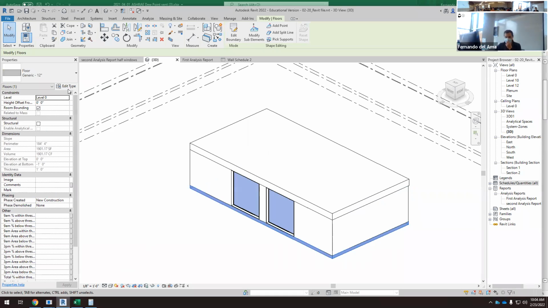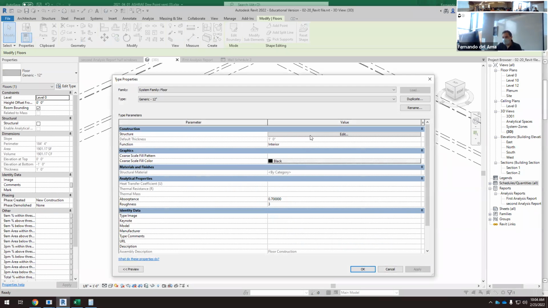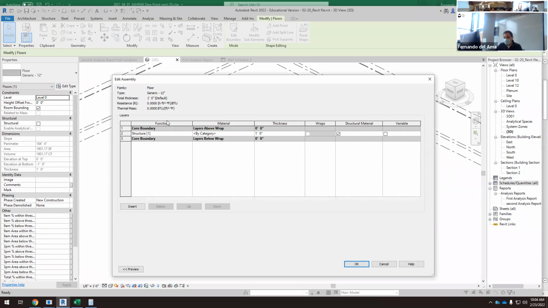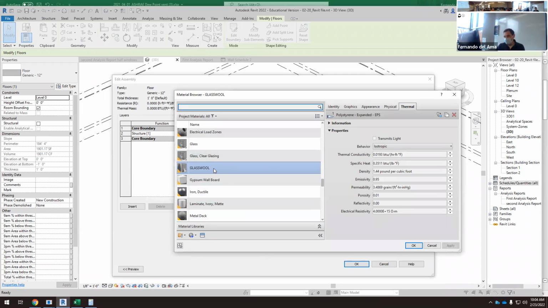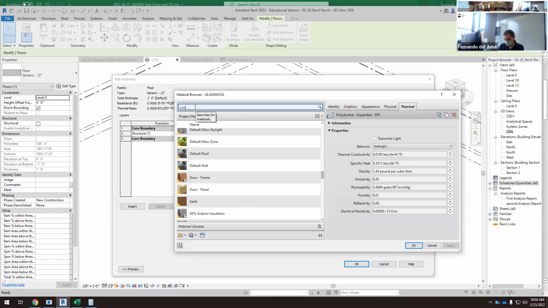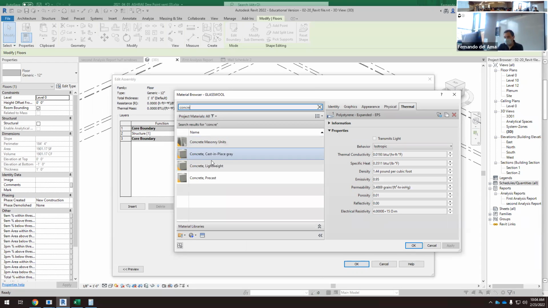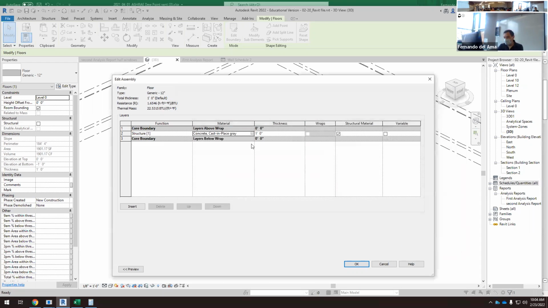And then what about the floor? If I select the floor and I edit type, then the R value, we don't have any R value because we haven't defined the floor. So let's select here concrete. Concrete cast in place. I think it was 1 foot.